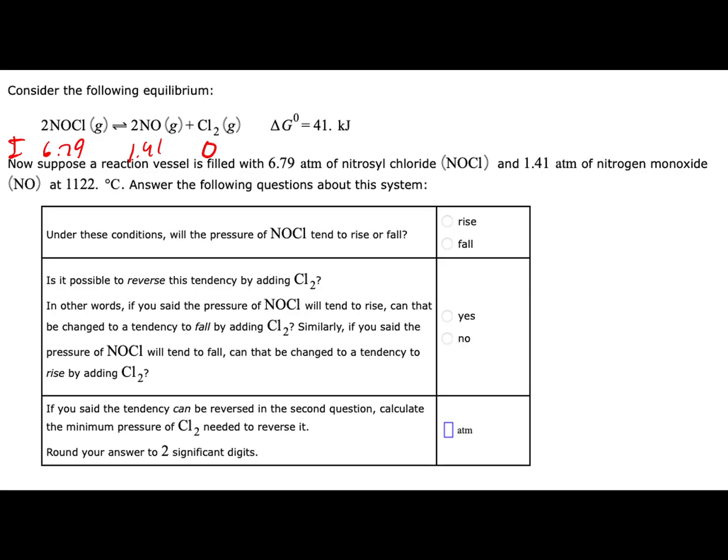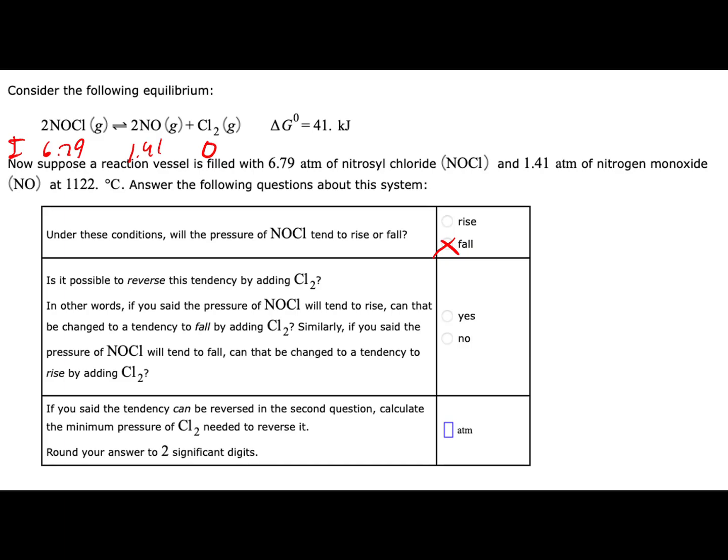The first question says, under these conditions, will the pressure of nitrosyl chloride tend to rise or fall? Think back to our understanding of equilibrium. If this reaction starts, it must proceed to the right because there is initially no chlorine, which means the concentration or pressure of nitrosyl chloride in this scenario is going to fall. It is going to decrease.